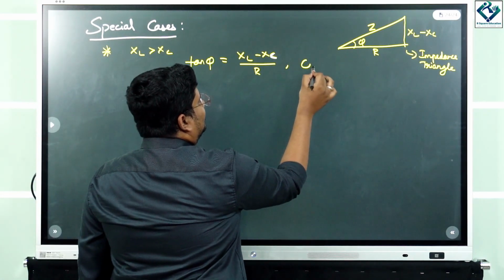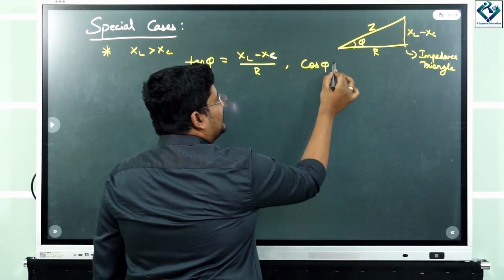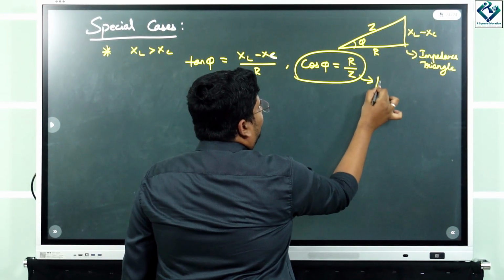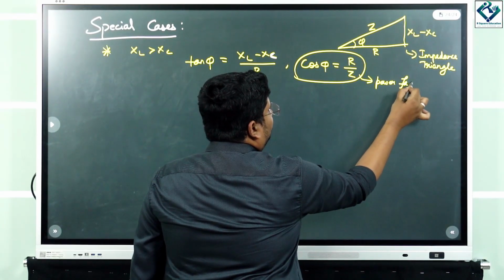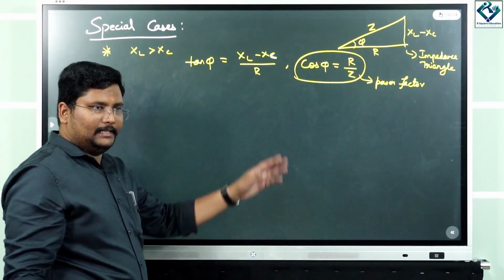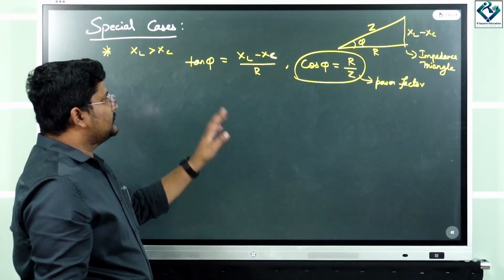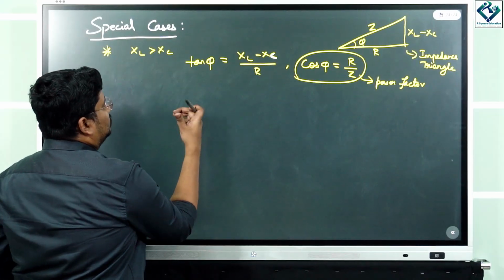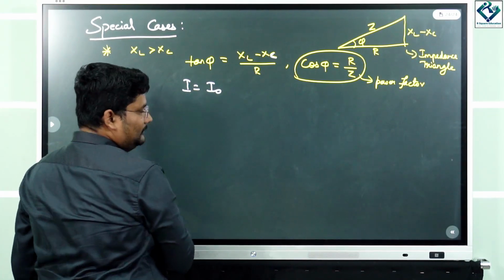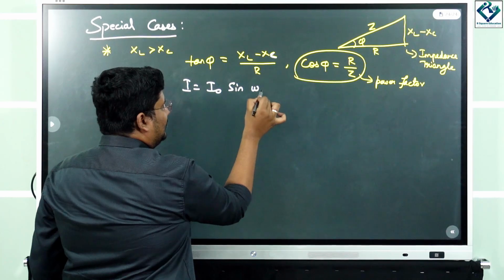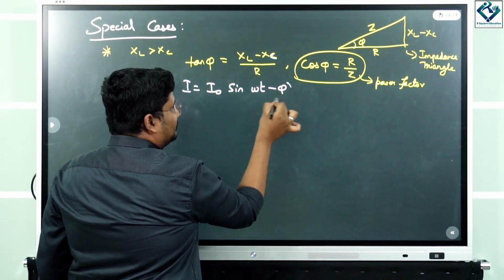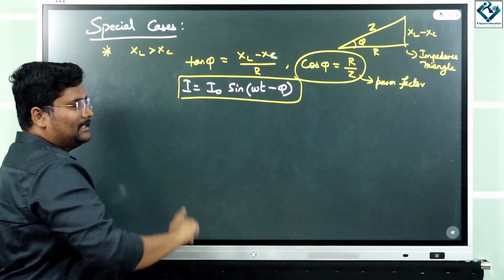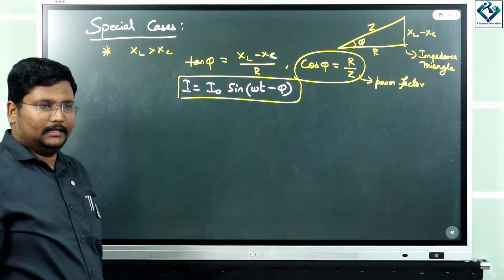Now you have another term called cos phi. Cos phi is nothing but R by Z. So basically this is called the power factor. We'll see that when we are dealing with power. Okay, so this is the condition. According to this case, what will be the current's value? I is equal to I0 sin omega t minus phi, since it is an inductive circuit. Understood? So this is going to be the current value if I consider this condition. Is that clear? Right? Okay.